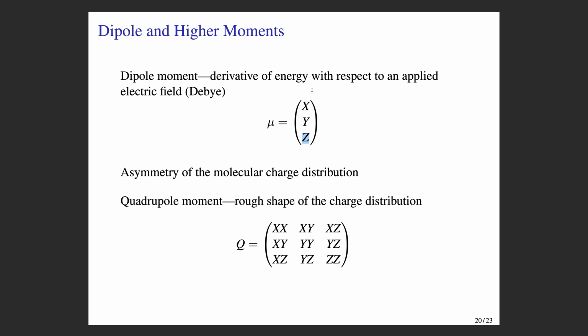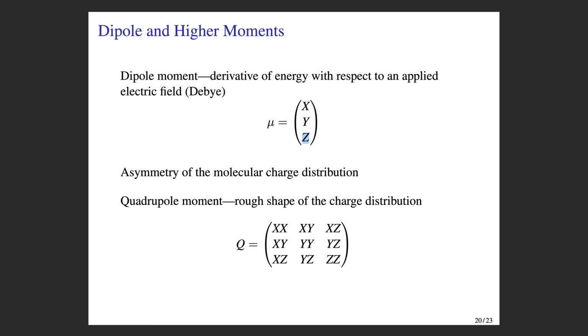Nevertheless, it's the same quantity, and it can be calculated from the single point energy calculation. You can also calculate higher order multipole moments, such as the quadrupole of a molecule, and it tells you something about the shape of the charge distribution. And it's also described by a tensor, or this matrix here, right?